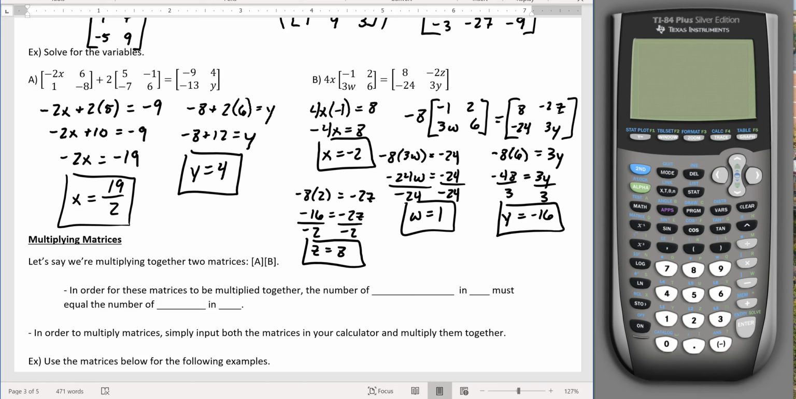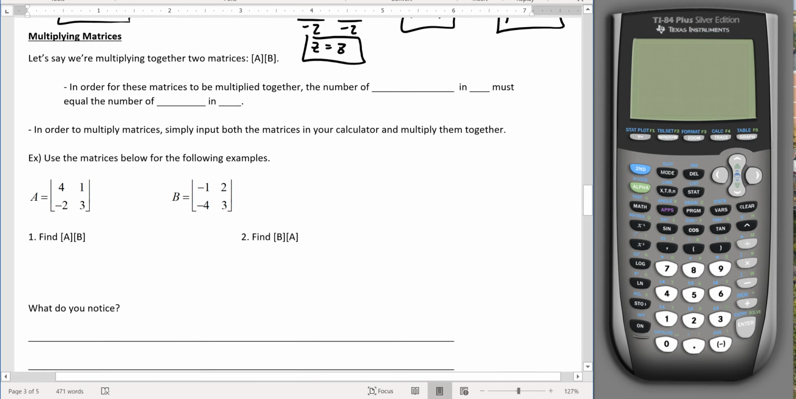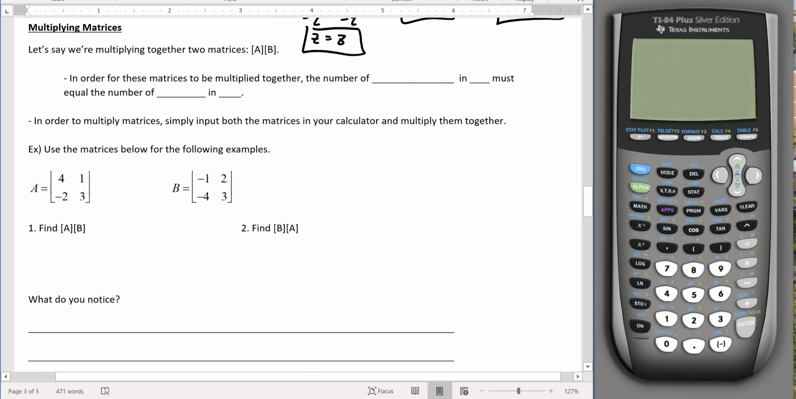All right, next we're going to talk about multiplying matrices by another matrix. And this is definitely where we will need our calculators, so go ahead and get those out if you haven't already. Let's make sure we can turn this one on. Very good. All right, so let's say we're multiplying together 2 matrices, A and B. In order for the matrices to be multiplied together, the number of columns in A must equal the number of rows in B. That is a huge thing for you to know.